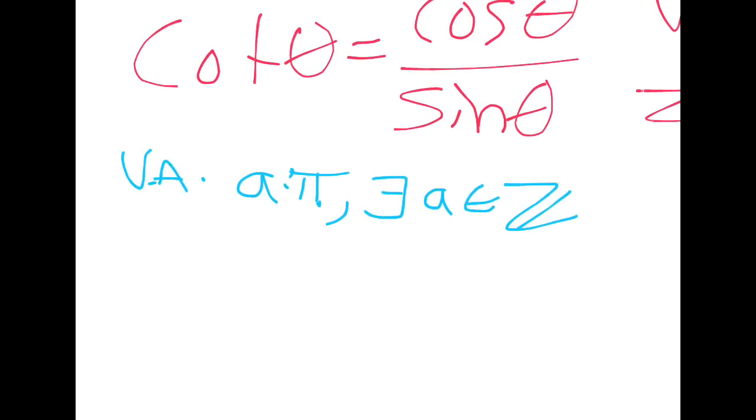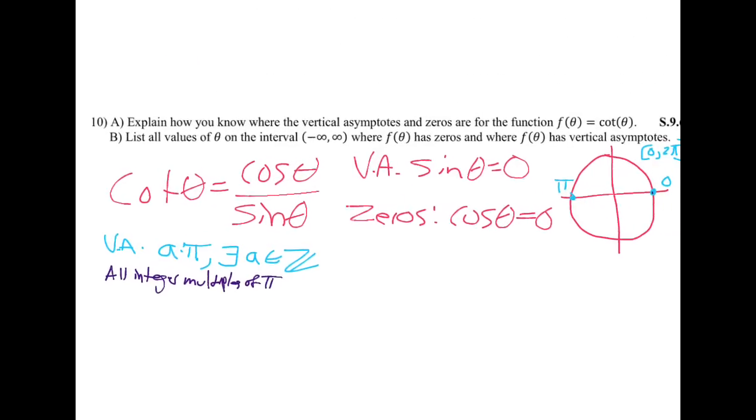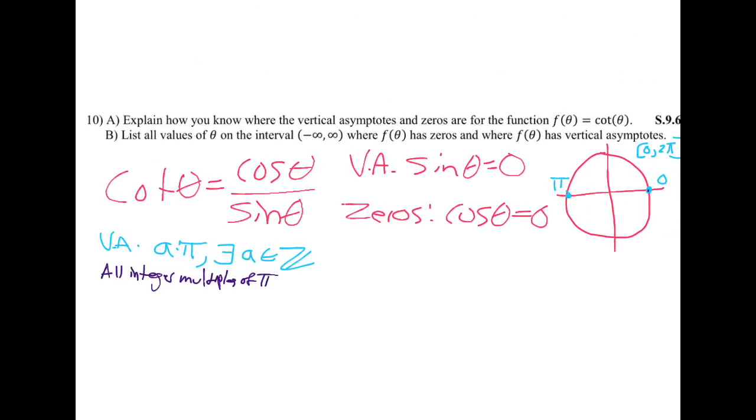So if the notation is too much for you, you can just explain it to me. Say, all integer multiples of pi. Now it has to be integers though, because if a was 0.5, well, that gives me pi over 2, and sine is not equal to 0 at pi over 2. So all integer multiples of pi will give me vertical asymptotes.